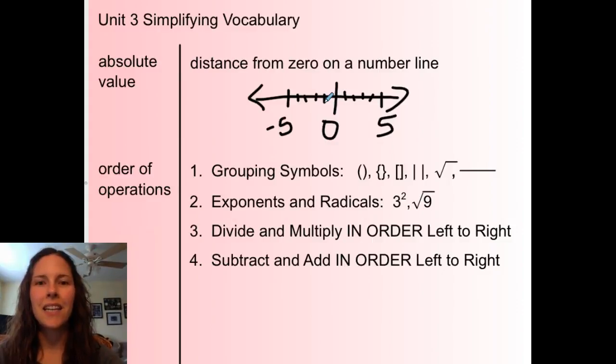Distance is not negative. Think about if you live 5 miles from school, you don't say that you drive 5 miles to school and then you drive -5 miles back home at the end of the day. You drive 5 miles. It might be a different direction, but the distance is still positive. That's what's essential to understand about absolute value.